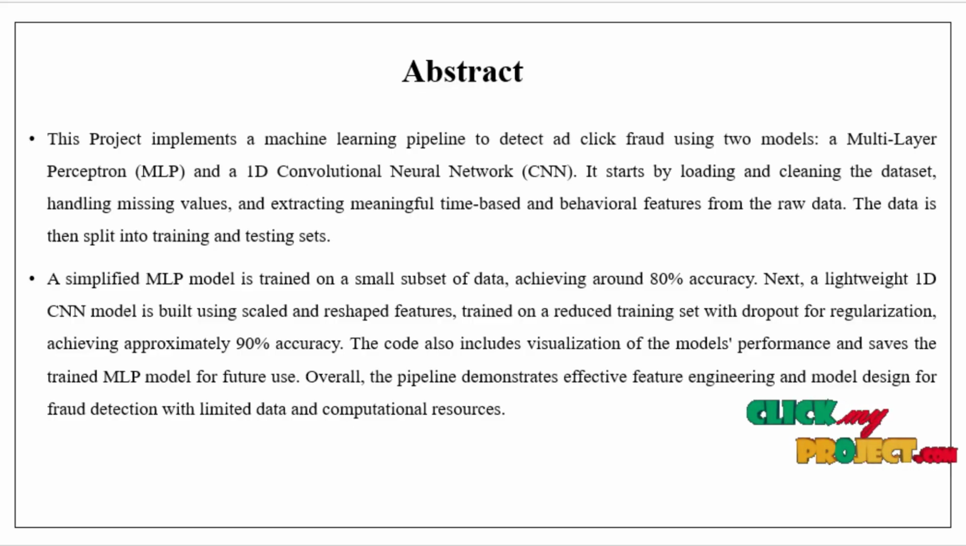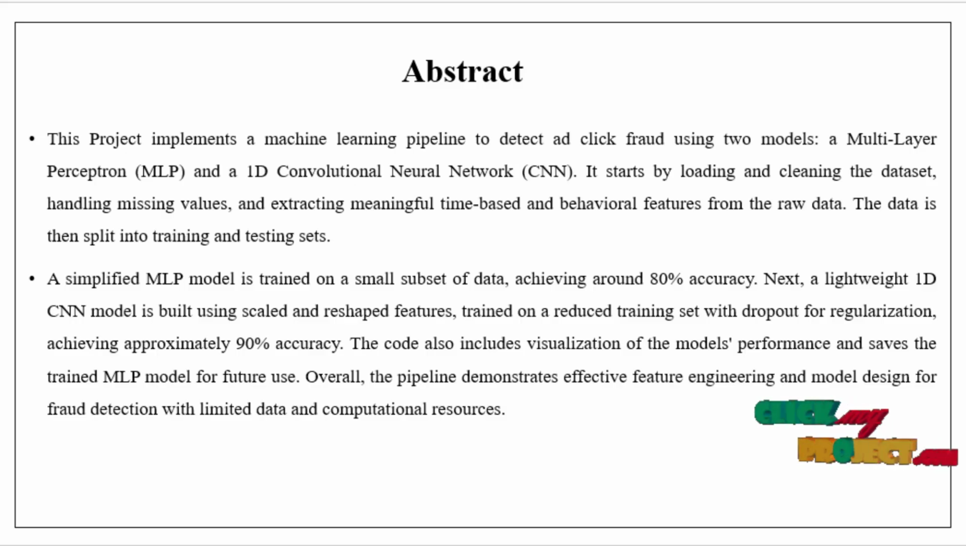This involves handling the missing values and extracting meaningful features, especially time-based and behavior ones, from the raw data. Once the data is prepared, it's split into the training and testing set. First, we train a simplified multi-layer perceptron model on a smaller subset of the data. Despite its simplicity, this model performs quite well, achieving around 80% accuracy.